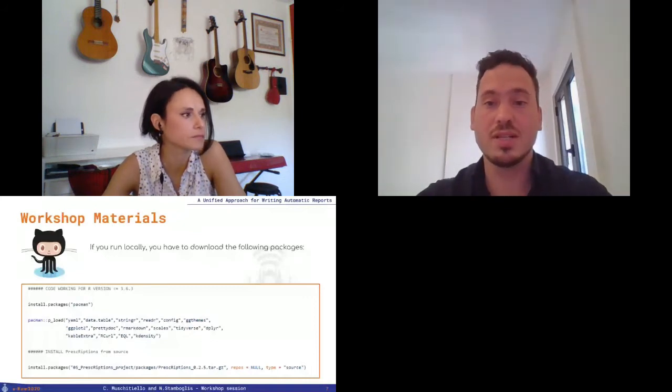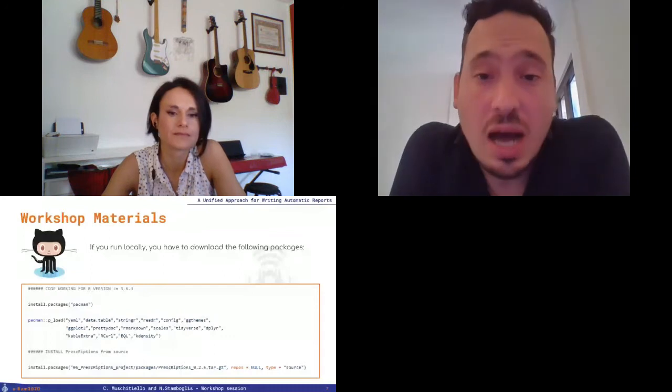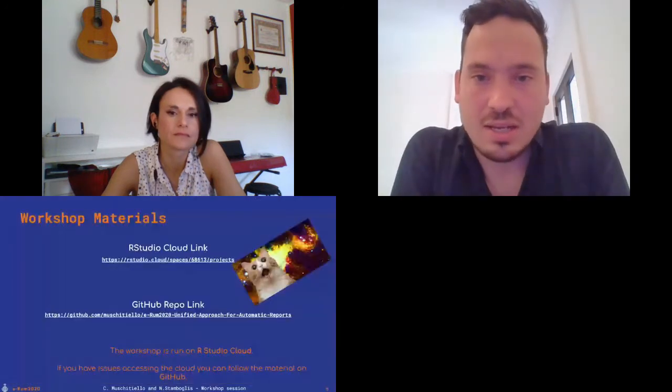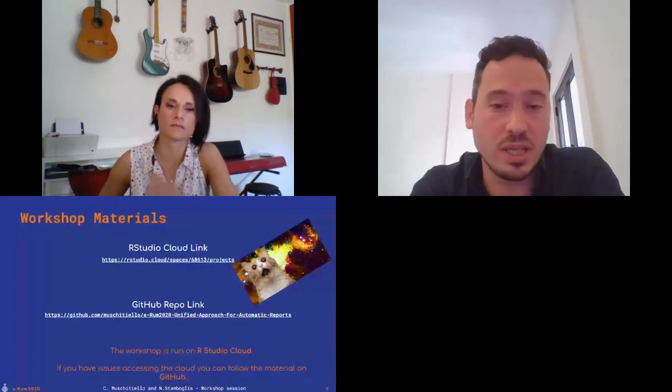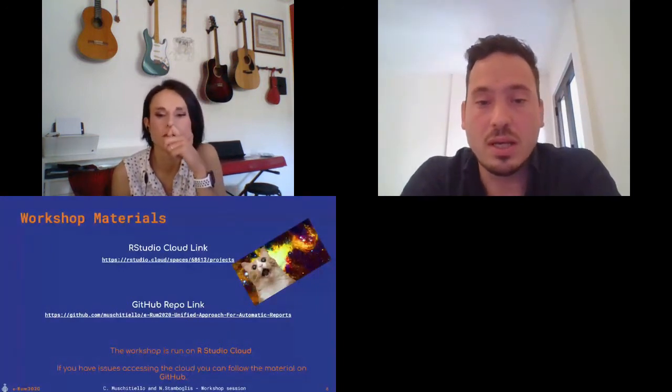Okay, workshop materials again. The RStudio Cloud link is here on top, and the GitHub repo is also available there. You should have received both in the email. Just let us know if you have any issue. The cat is not included, just to let you know.